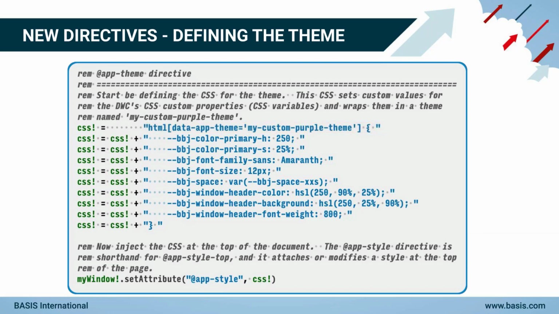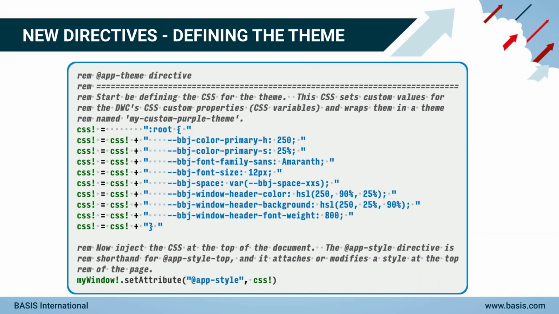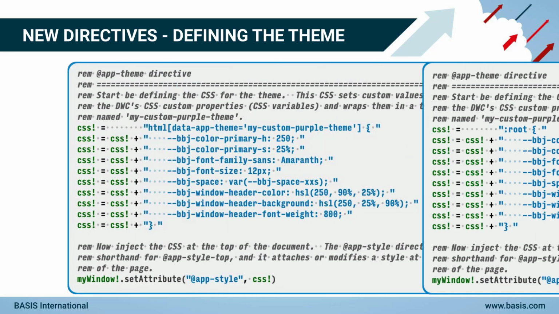By specifying our theme in this format, our custom purple theme is an alternative to the DWC's themes, meaning that it can be used in place of the dark or light theme. It's also possible to wrap our theme in the :root CSS pseudo-class designation, which means that the CSS customizations can work in conjunction with the DWC's light and dark themes instead of replacing them.